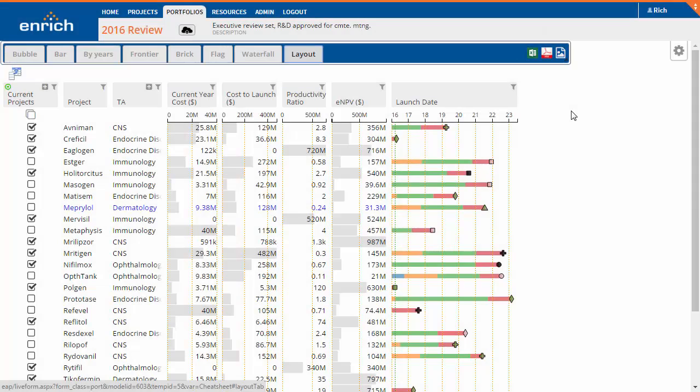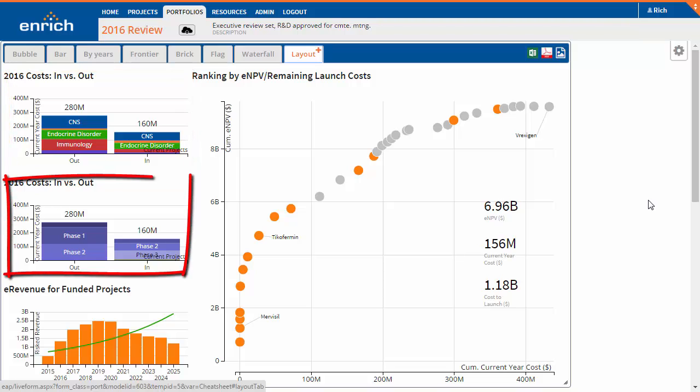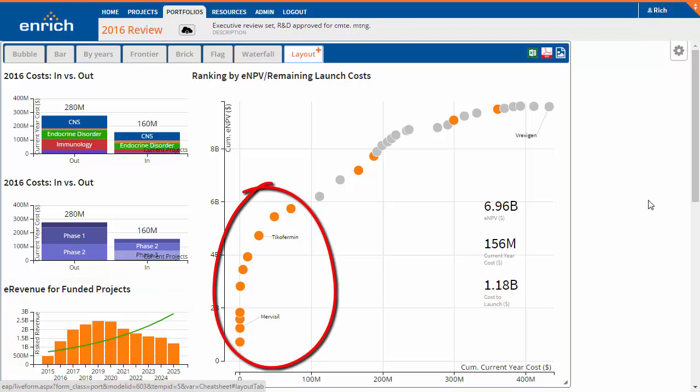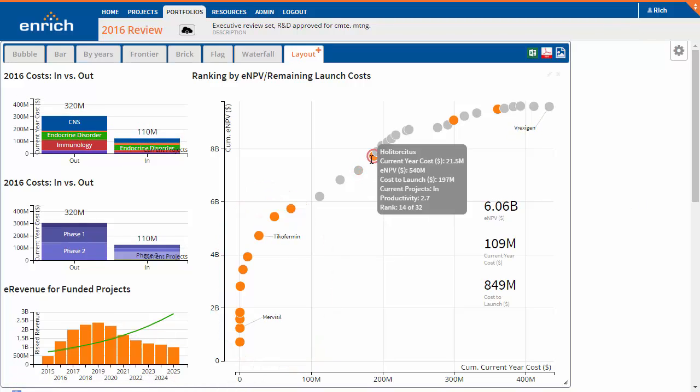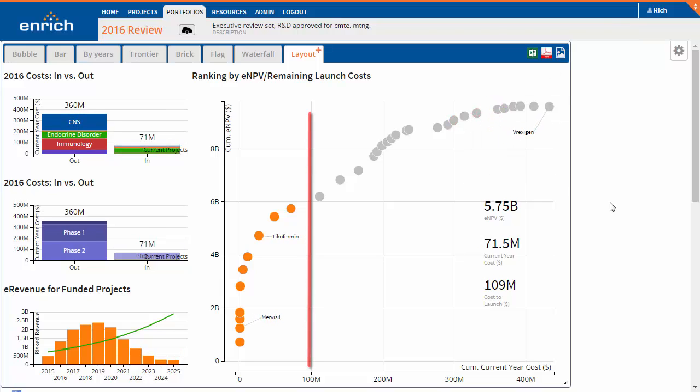Now, let's revisit the frontier in the context of some objectives. We've built a dashboard with the frontier as well as a spend breakdown by division, a spend breakdown by phase, and expected revenue versus our revenue target over time. If we fund the most productive projects to meet our $100 million budget and defund all of those to the right of that $100 million line, we see we have about $30 million left over.